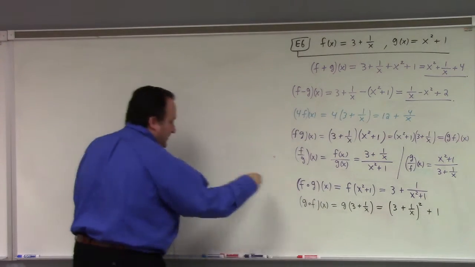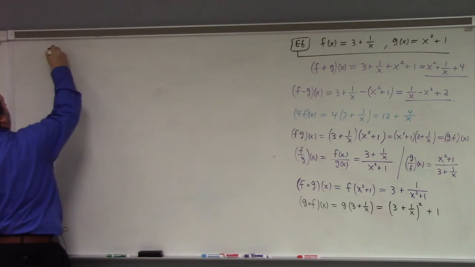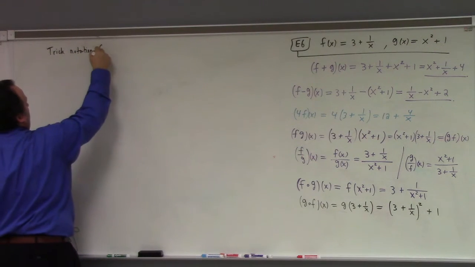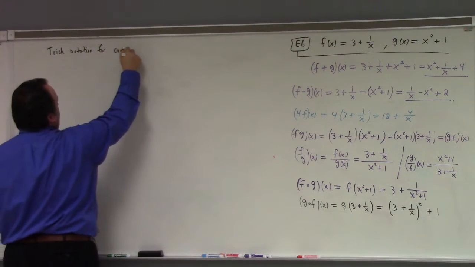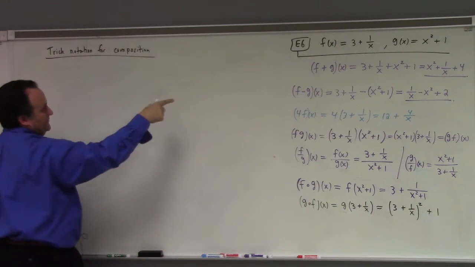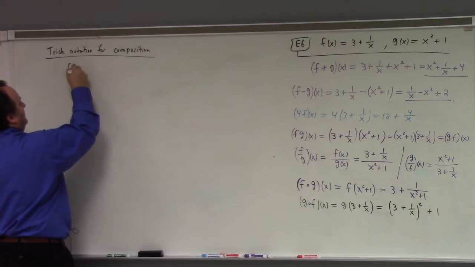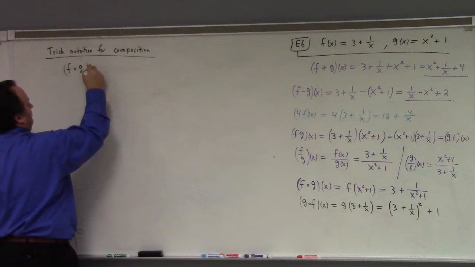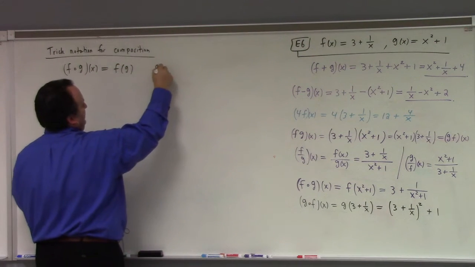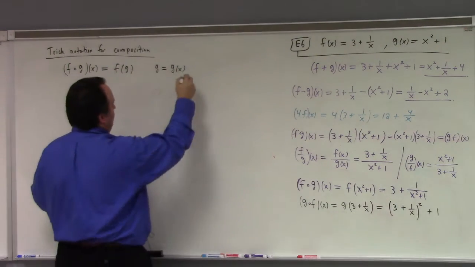So, an alternate notation, a trick notation for composition, let's say. Still sticking with my example 6, let's look at f composed with g of x. I can think of that as f of g, and just think of g as equal to g of x, where g of x was x squared plus 1, right?